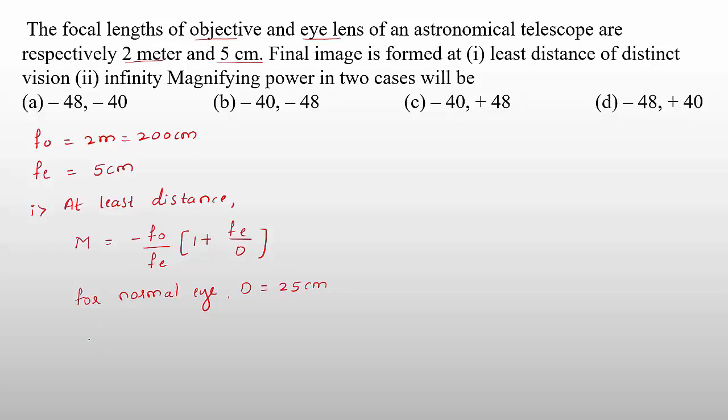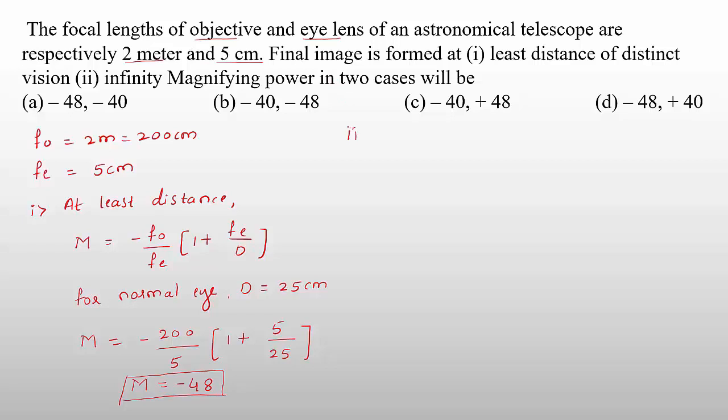Now substitute all the values in the above equation. M equal to minus FO value is 200 divided by 5 into 1 plus FE is 5 divided by least distance of distinct vision for the normal eye is 25 centimeter. Substitute all the values. So after calculating these values, we will get M equal to minus 48. This is the first case, which is at least distance.